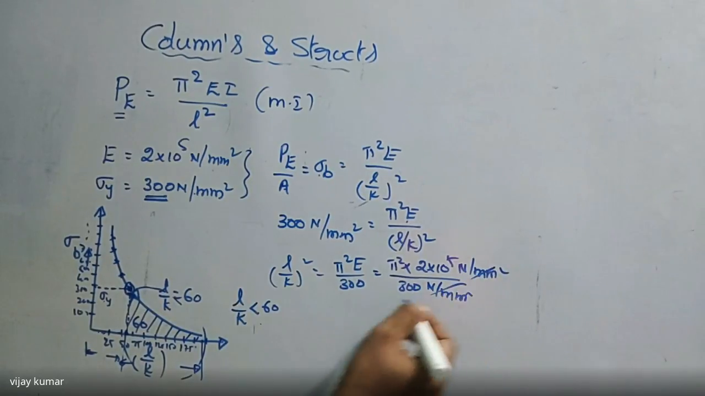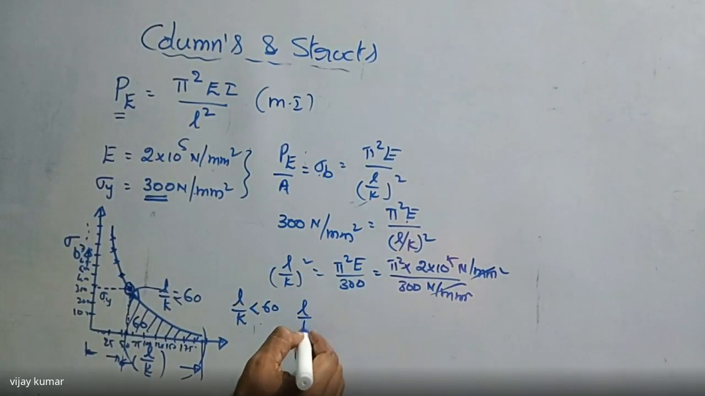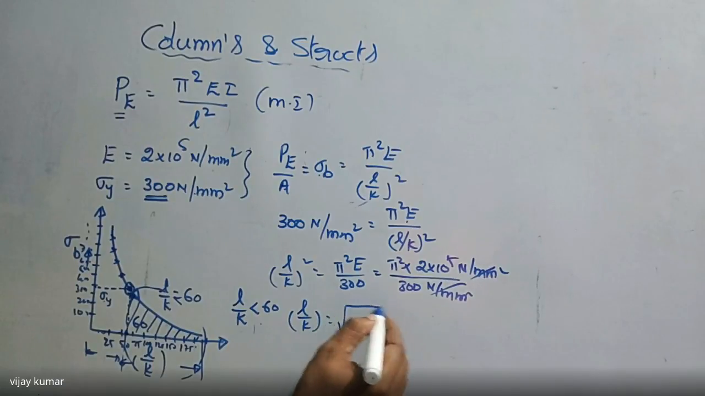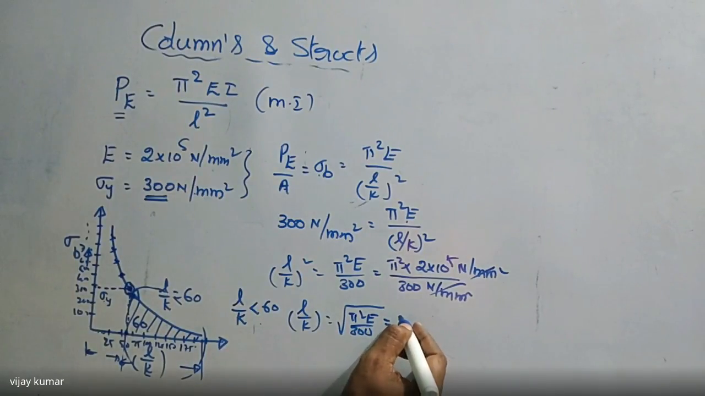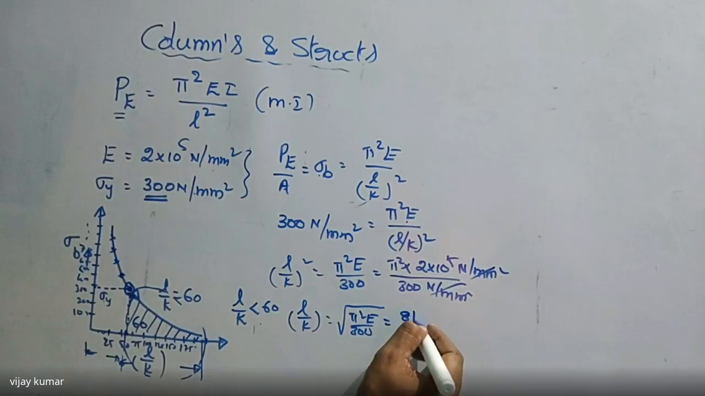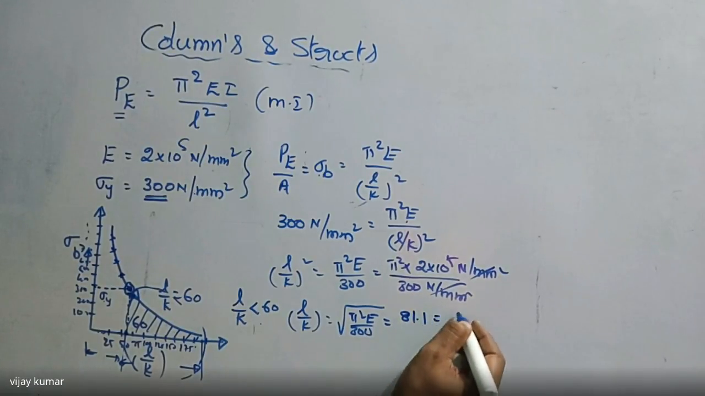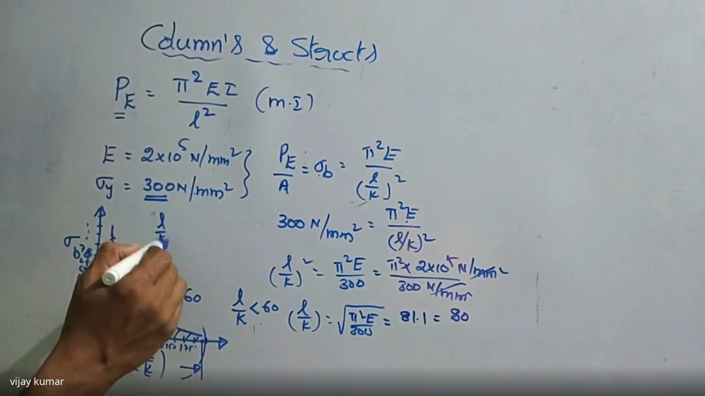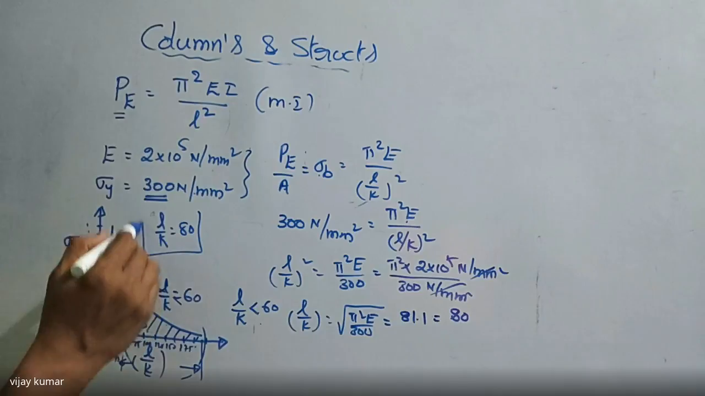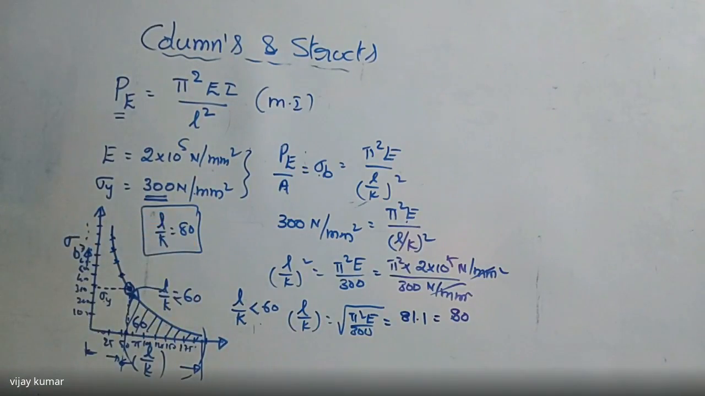These two units are cancelled. Then I'm finding the L by K ratio as the square root of these values, that is pi square E divided by how much? 300. I got that value, that is 81.1 something, then we can say approximately 80. So this is the L by K ratio. That means L by K ratio is equal to 80, which is the limitation of Euler's theorem of column.